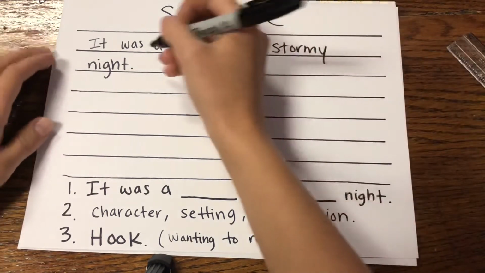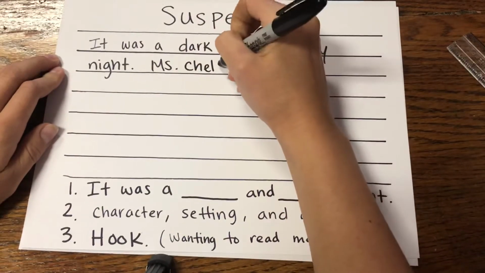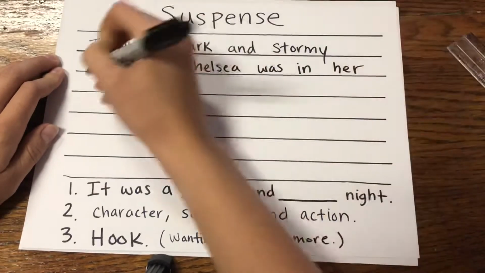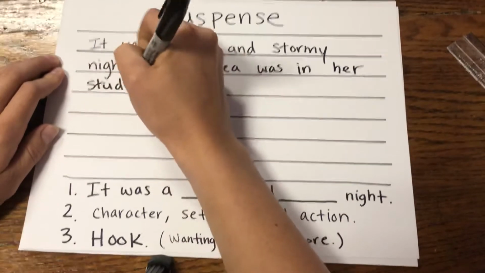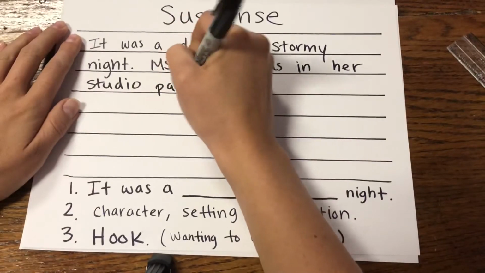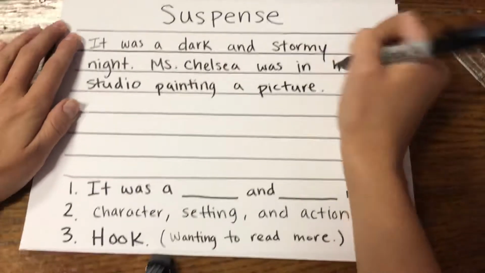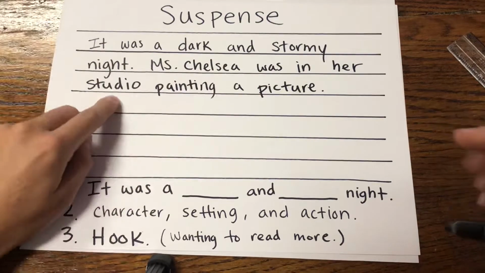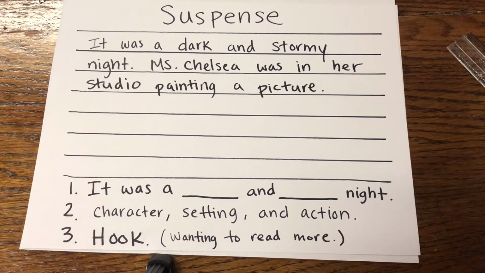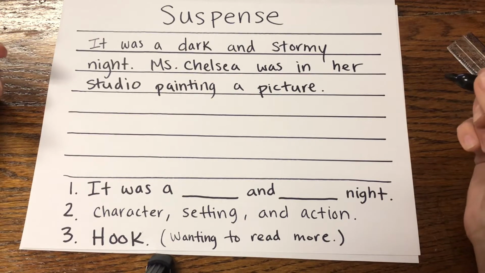All right, so I'm going to write, Miss Chelsea was in her studio. Studio is the place where I go do my paintings. Painting a picture. All right, so that's my character, Miss Chelsea, in her studio, setting, painting a picture, doing something. All right, that gives us a good scene that we can picture in our heads. It was a dark and stormy night. Miss Chelsea was in her studio painting a picture.